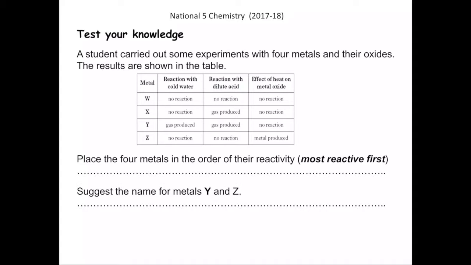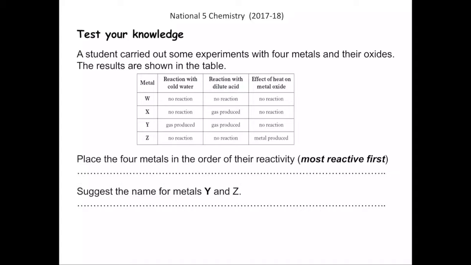Now the question here to test your knowledge is that a student carried out some experiments with 4 metals and their oxides. The results are shown in the table. There are 4 metals, W, X, Y, and Z. Reaction with cold water for W is no reaction. Reaction with dilute acid, no reaction. Effect of heat on metal oxide, no reaction. So I would say that W is the most unreactive element because it doesn't react with any of the 3.